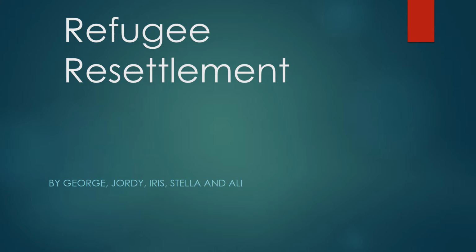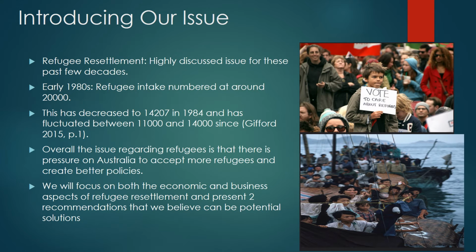We will analyze the issue of refugee resettlement and provide recommendations and potential solutions to this issue. The resettlement and intake of refugees and asylum seekers has been an issue of much discussion in the past few decades. In the early 1980s, refugee intake numbered at around 20,000. Since 1984, the annual intake of refugees has decreased to 14,207 and has fluctuated between 11,000 and 14,000 in following years.